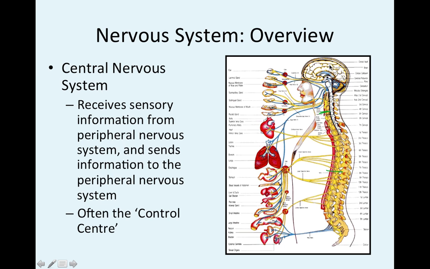So if you have something in your brain and you want to send a message to your heart, your brain is going to send the message down your spinal cord, and then it's going to go out to your heart. Now, when we talk about sensors, controllers, and effectors, the central nervous system is often the control center of feedback loops. Whether it's a negative or a positive feedback loop, the CNS is usually the control center of that feedback loop.